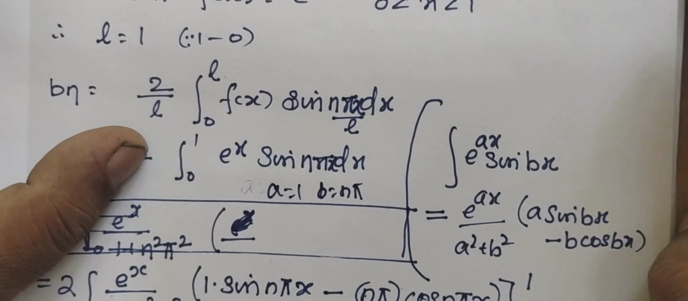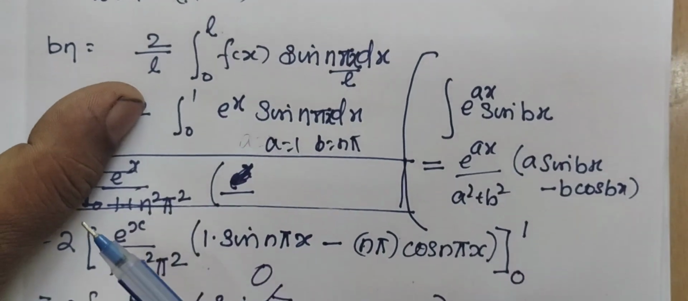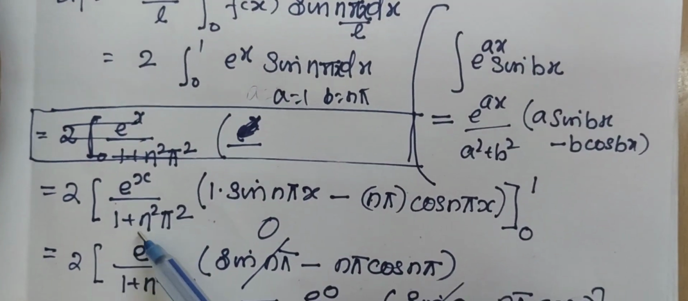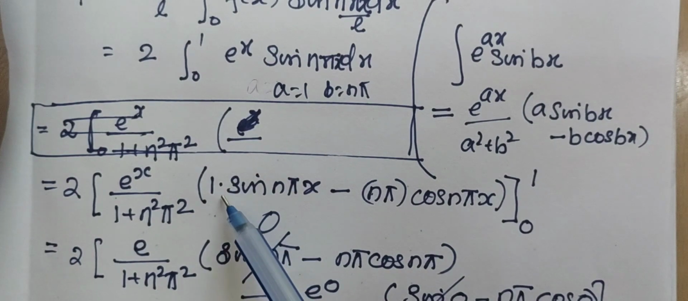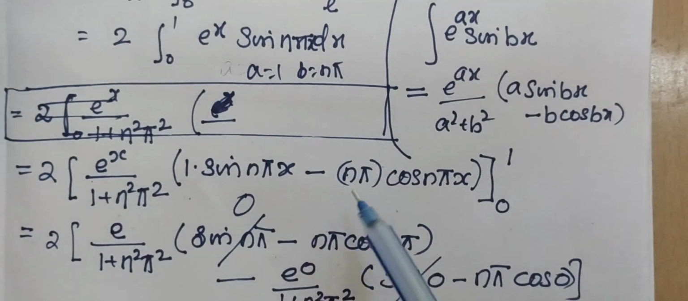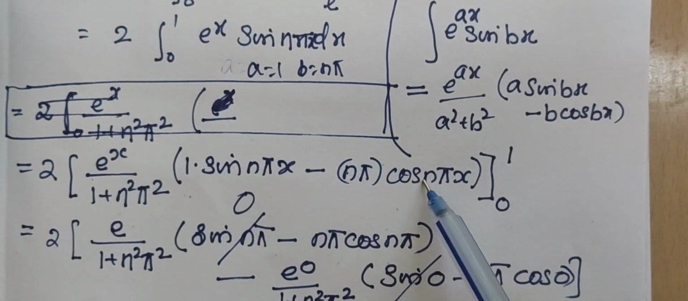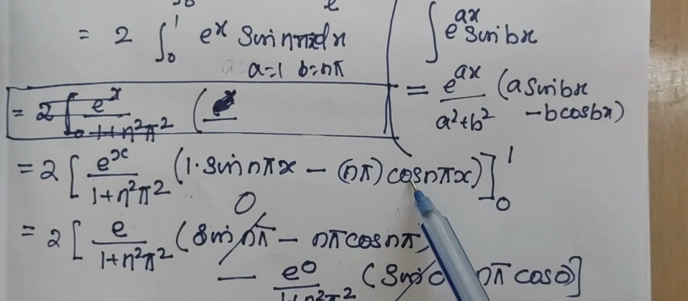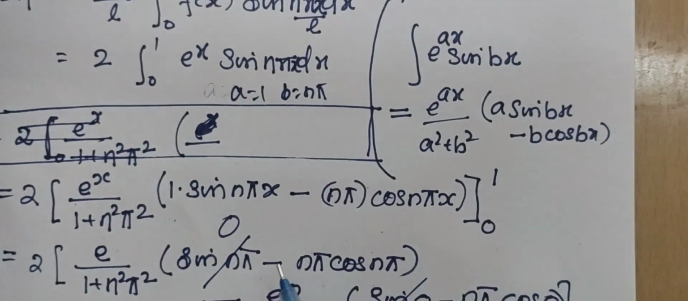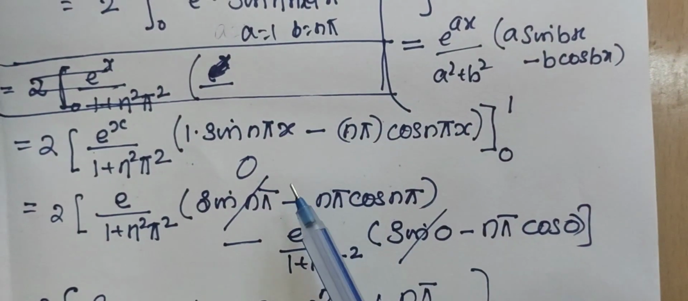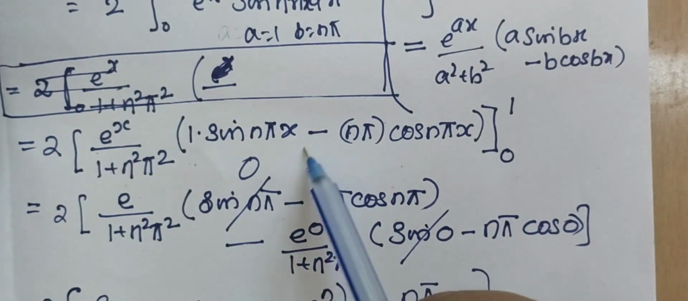Substitute in this formula, we get e raised to x by a square plus b square. What is a? A is equal to 1, so 1 square plus b square is n square pi square, into a sin bx. So a is equal to 1, sin bx is the same term, minus b, which is n pi, then cos n pi x. So this is the formula for e raised to ax sin bx. So note that a is equal to 1 and b is equal to n pi, substitute in this formula. Now we can apply the limit. Here we cannot apply the limit for these terms only, because this is a product term, so you have to apply it to the whole terms at a time.